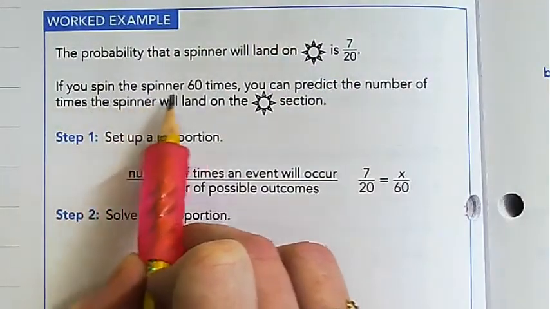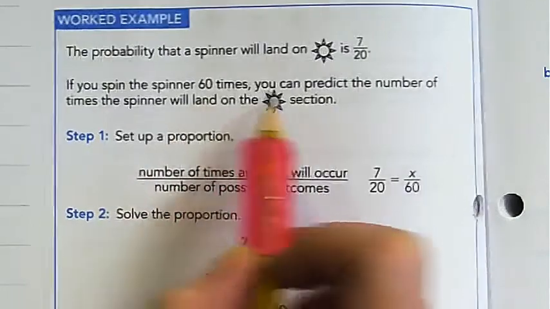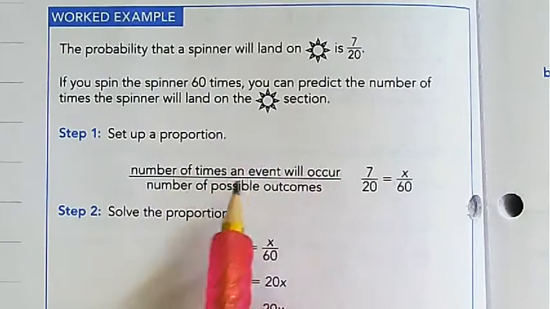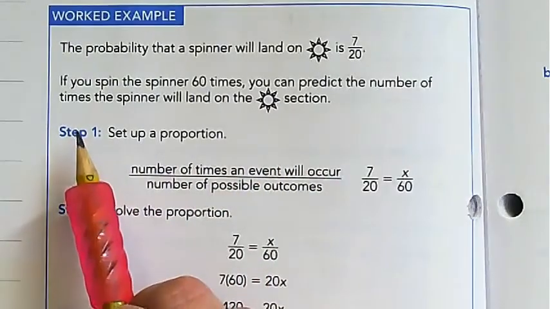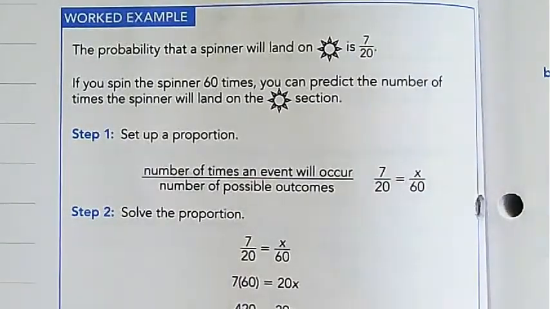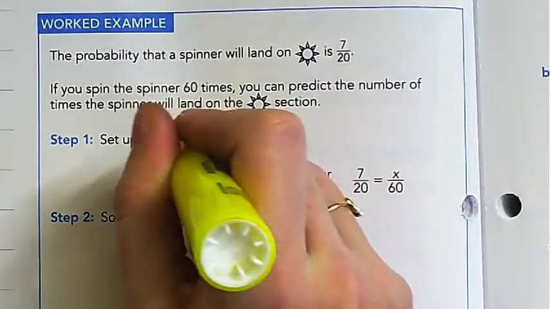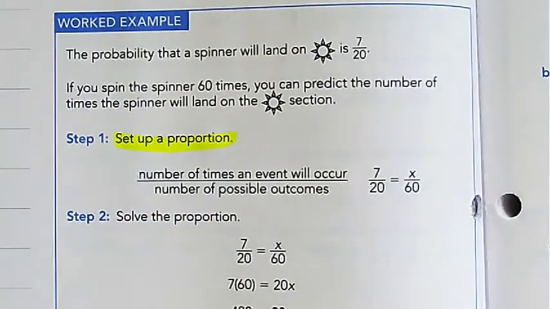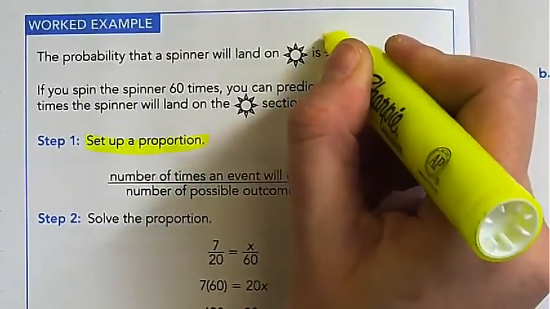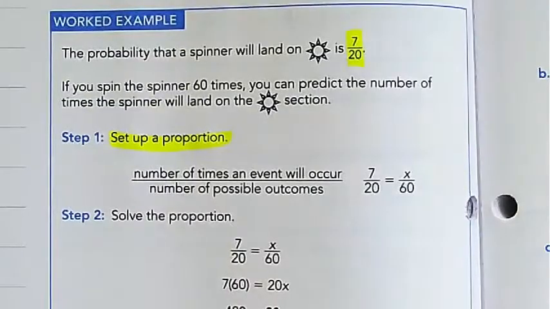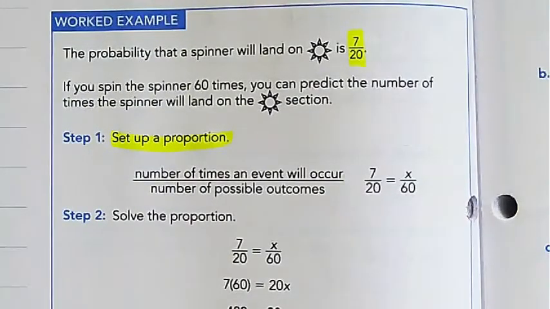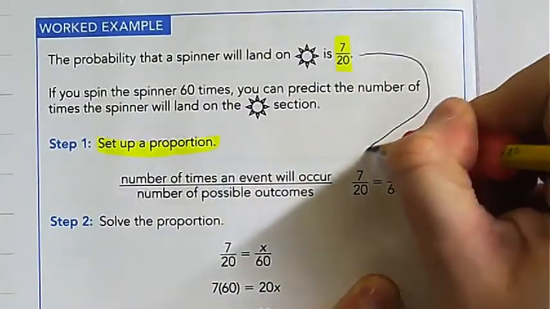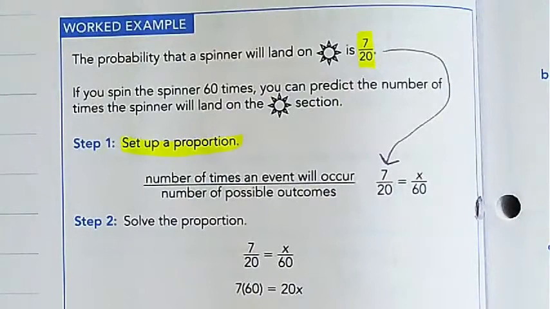If the spinner is spun 60 times, you can predict the number of times the spinner will land on the sun section. And here's how you do it. Step 1 is to set up the proportion, using the probability that they give you. They told me the probability of the spinner landing on the sun was 7/20. That's going to be the first part of our proportion.